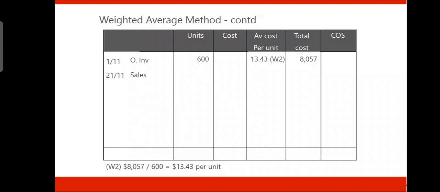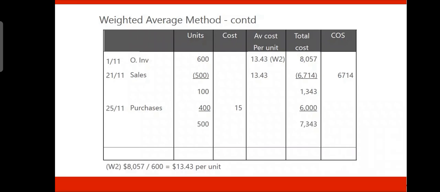On 21st of November, you sold some goods, 500 units, and this time you are going to sell them at 13.43. So 6,714. So you are left with only 100 units in your stock at 13.43. That value is 1,343. Then you made a new purchase for 400 units at $15. It makes 6,000. So you've got now 500 units in your stock and the total value of the 500 units is 7,343. Because you made a new purchase, you should calculate a new average. 7,343 divided by 500, you get 14.69. So that's your new average. And now you are selling the last 100 units, if you remember from the example. So these 100 units will go out of your stock at 14.69.